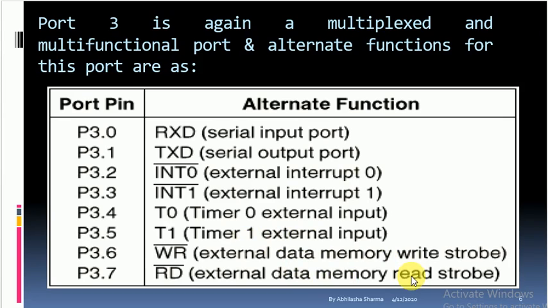As we have already discussed, all the ports are used as I/O ports, that is, read and write ports. That function is used inside the microcontroller. For inside the microcontroller, when we want to perform read and write operations, that is performed by port 0, port 1, port 2, etc. But whenever you want to connect with external memory, at that time, when you want to perform read and write operations, these two pins are responsible.